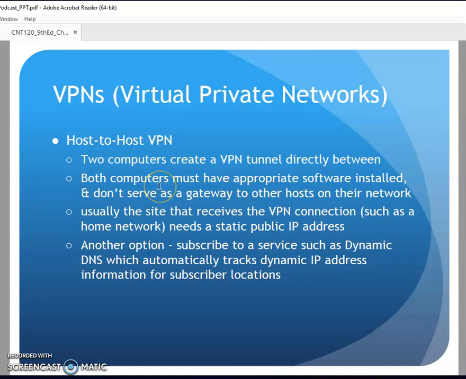site. Host to host would be between two host computers. Both those computers would need to have your VPN software on to connect between them.